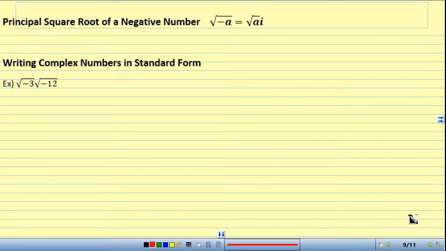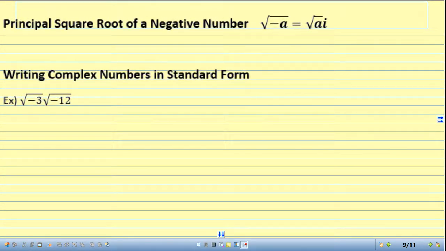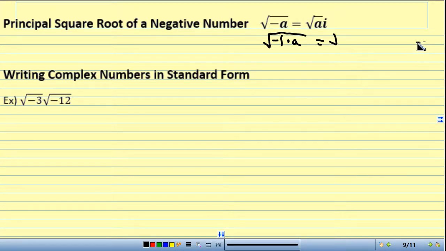So, next thing I have right here is I can deal with square roots. So I know that the square root of negative a is the square root of a times i, because negative a is -1 times a. And I can break that up into the square root of -1 times the square root of a. And that ends up being the square root of a times i.